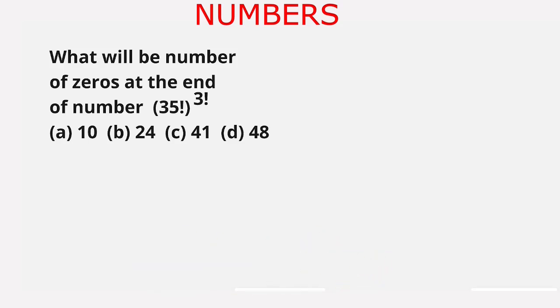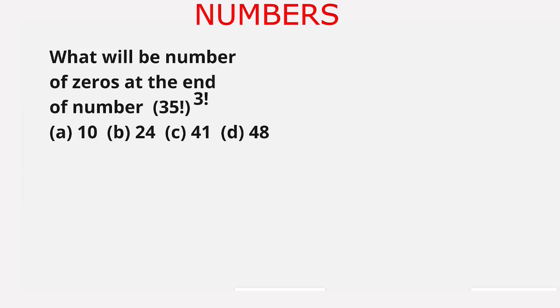Number of zeros at the end of any given number is nothing else but the power of 10 in that number. So we will find the power of 10 in 35 factorial raised to the power 3 factorial. As 10 is not a prime number, we have to split this into two prime numbers, which are 2 multiplied by 5.